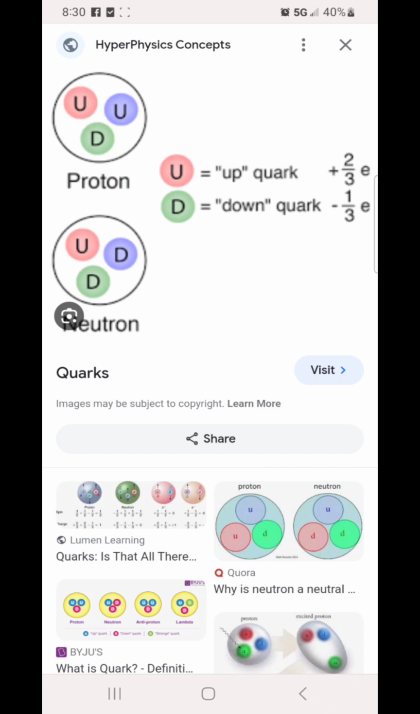So the two negative 1/3 charges cancel out the up quark, so to speak, and that's why they call it neutral. Well, if you look at a proton, you have two ups, which is plus 2/3, and then a down, which is negative 1/3, and so it's a positively charged particle, or yeah, a proton is.